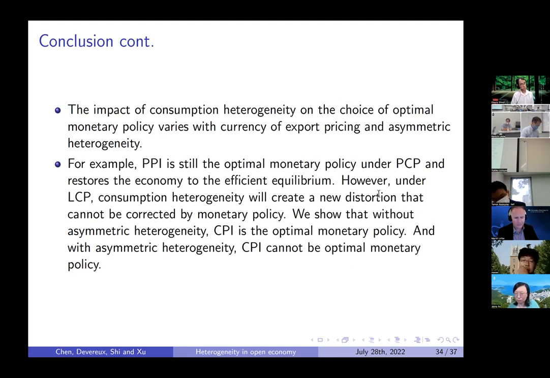However, the PCP and LCP cases are very different. Under PCP, stabilizing domestic PPI is still the optimal monetary policy. But in the case of LCP, the consumption heterogeneity creates a new distortion that cannot be corrected by monetary policy. Therefore, if there's no home bias and no asymmetric heterogeneity, CPI is the optimal monetary policy. But if we relax that, CPI is no longer the optimal monetary policy.